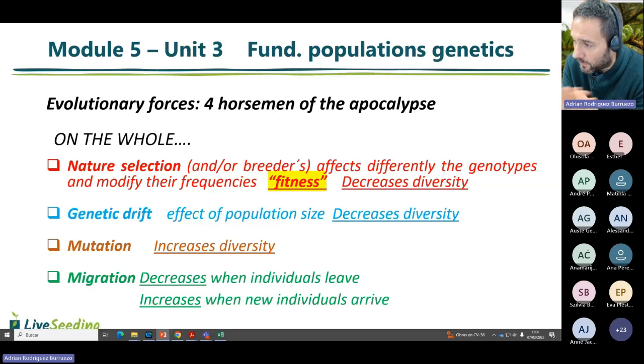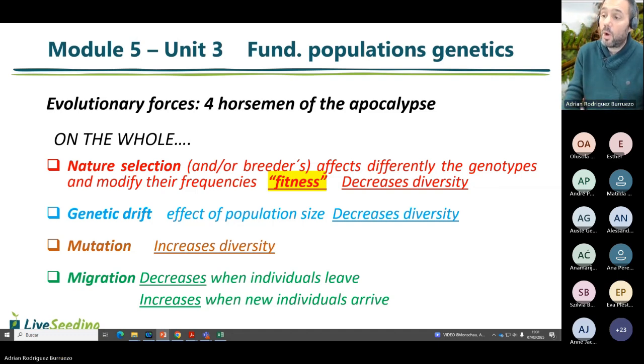But in both cases, I have not yet introduced the evolutionary forces. Now it's time to introduce them. So apart from the own reproductive system, the evolutionary forces play a very important role in the evolution of populations. There are four, namely natural selection, and in our case also breeder selection, genetic drift, mutation, and migration.